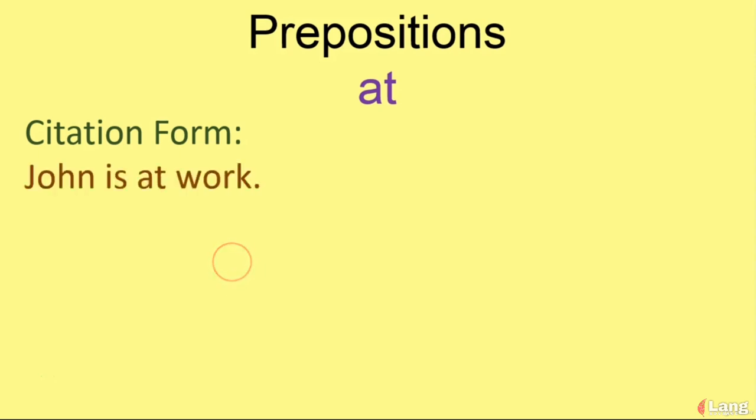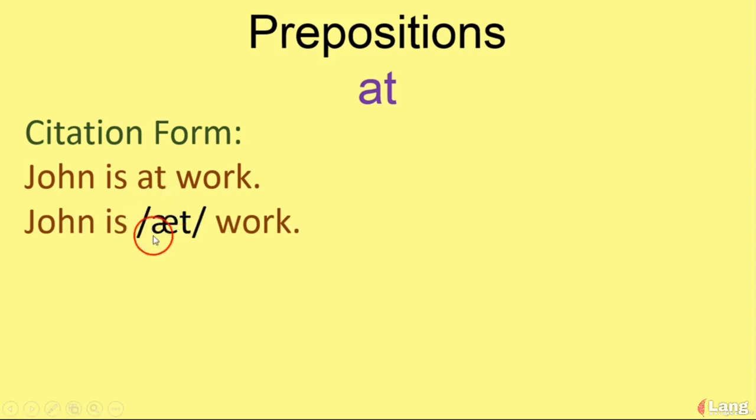For example, John is at work. Every word is pronounced very clearly. John is at work. That is citation form. But when we are speaking, normally we don't speak in citation form. We use reduced form. We already talked about this symbol, which is pronounced a, and we have the letter T, which, as you know, is pronounced t.